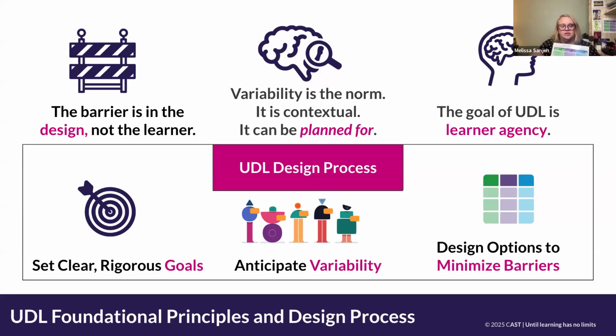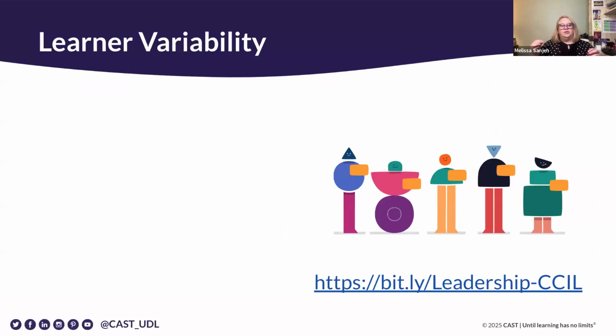We set a clear, rigorous goal so we know exactly where we're going, so that we can map multiple pathways to that goal. We map multiple pathways by anticipating variability, thinking about the variability of our learners and where there might be barriers. And then we design options to reduce those barriers. And those options are along these very predictable dimensions of variability, which are those boxes in our UDL guidelines.